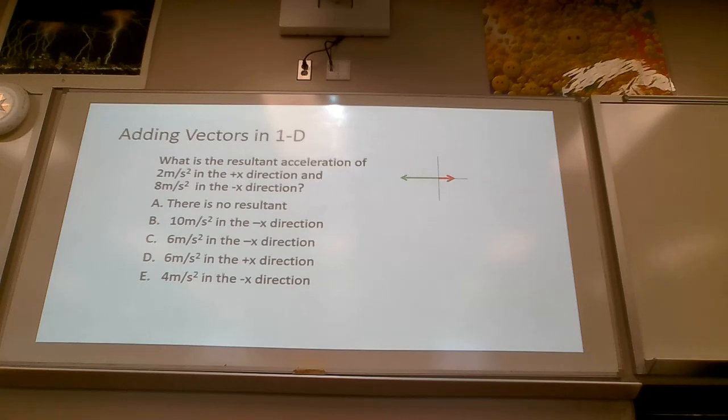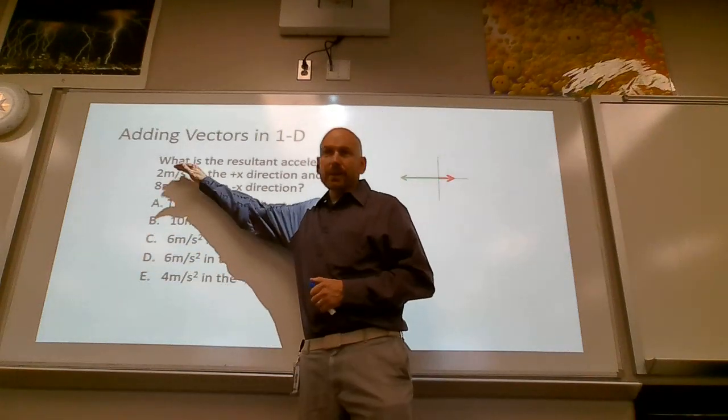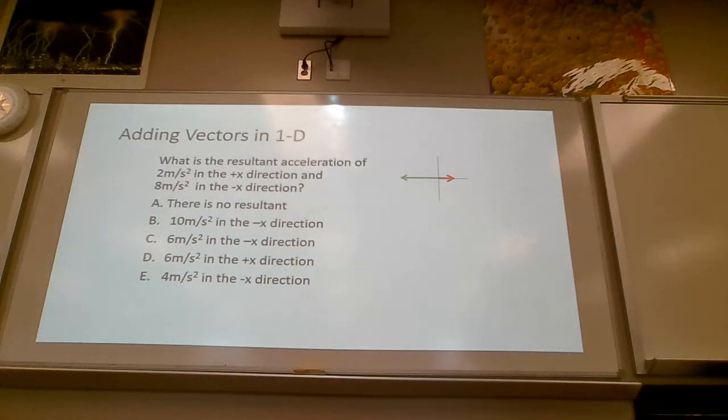Here we go, C. Okay, and notice I started throwing some units on here, so we just found the resultant acceleration. And we have two different accelerations. The resultant of those two gives you 6 meters per second squared in the negative direction.